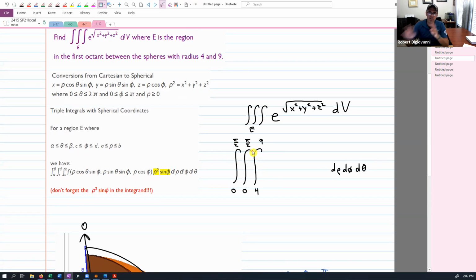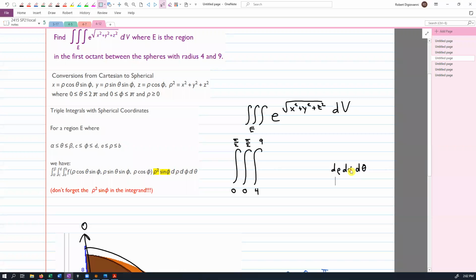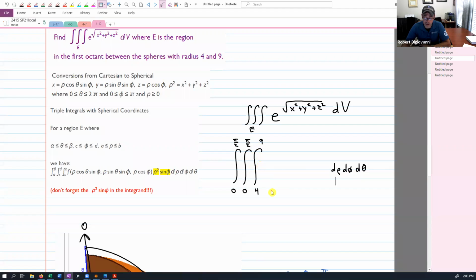By the way, could I change the order of integration here, you think? If these are all constants, could I switch these up? Yes, just like we did with traditional Cartesian. If they're all between constants, you can. All right, so that's this setup. This is converted over. Now e to the square root of what?